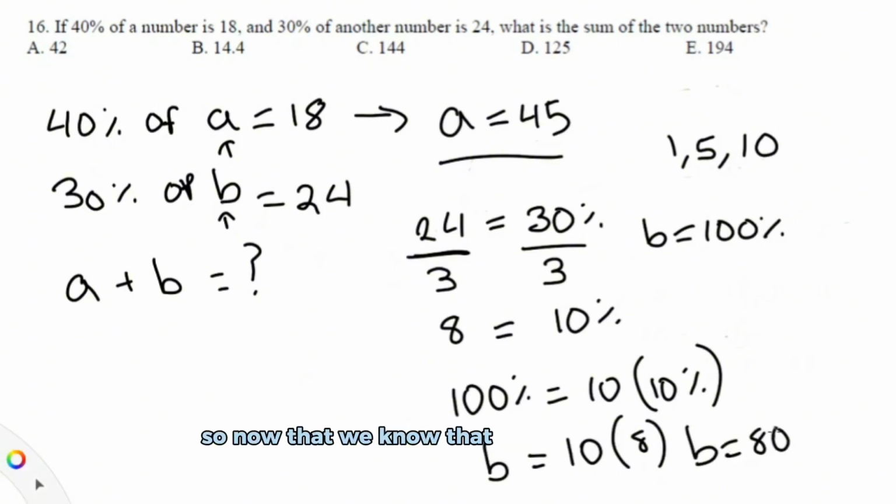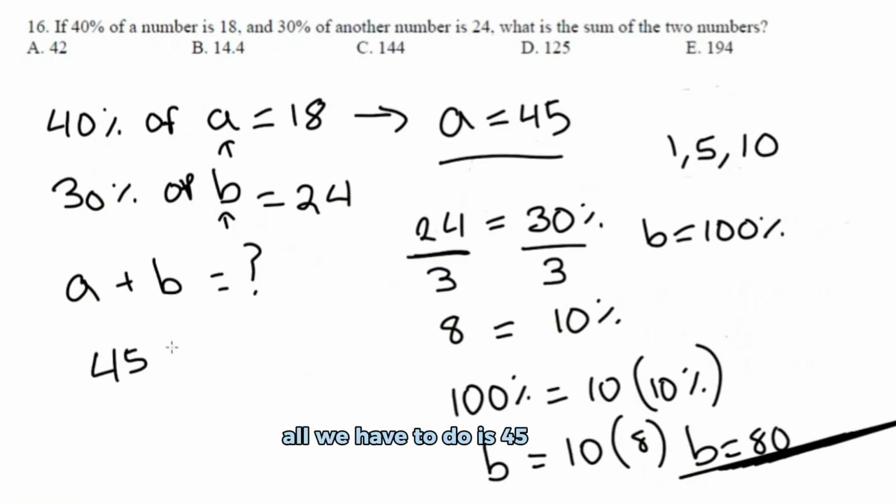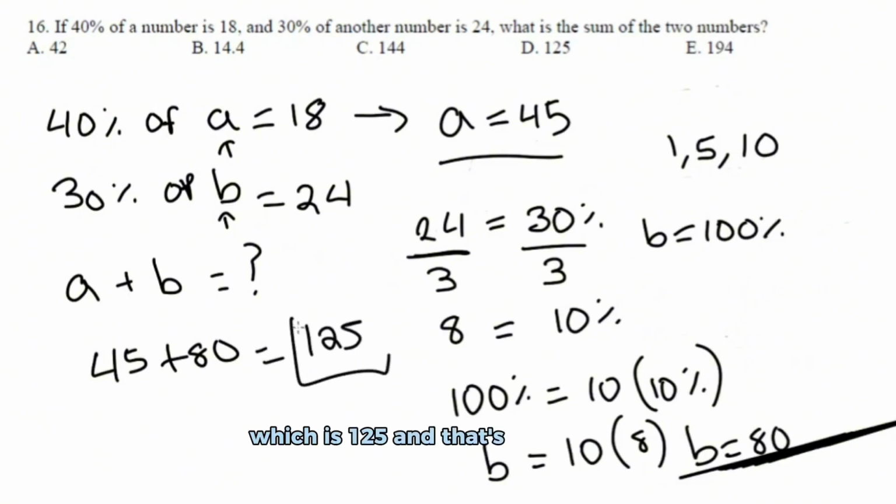So now that we know that A is 45 and B is 80, all we have to do is 45 plus 80, which is 125, and that's your answer.